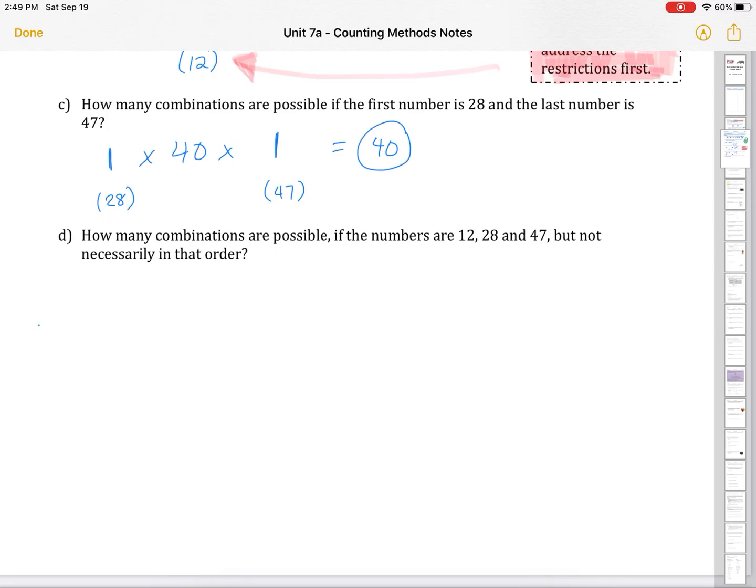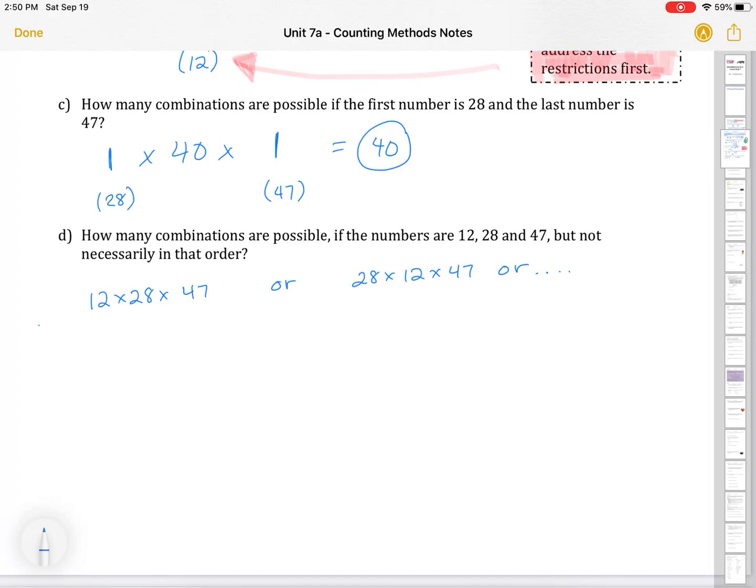All right. How many combinations are possible if the numbers are 12, 28, and 47, but not necessarily in that order? So I know that I'm either going to have 12 times 28 times 47, or I could have 28 times 12 times 47, or I could have 47 times 28 times 12. I could have a variety of choices, right?